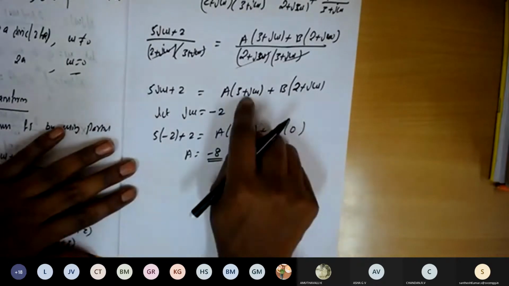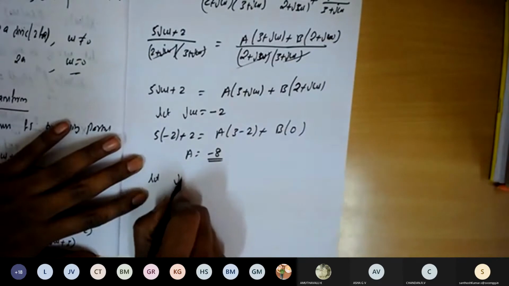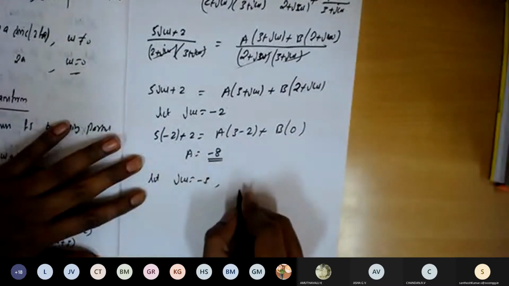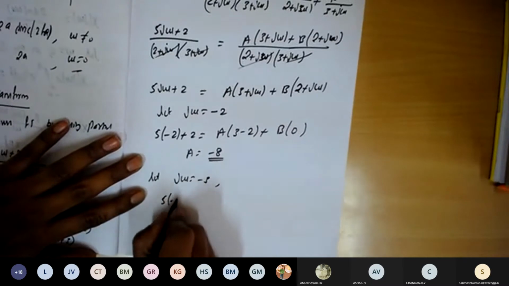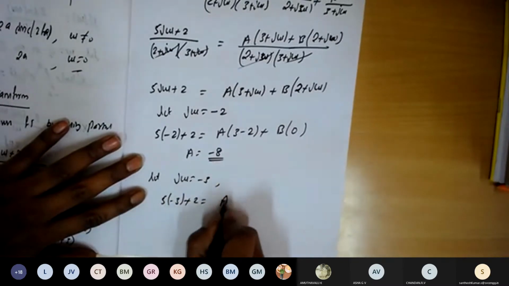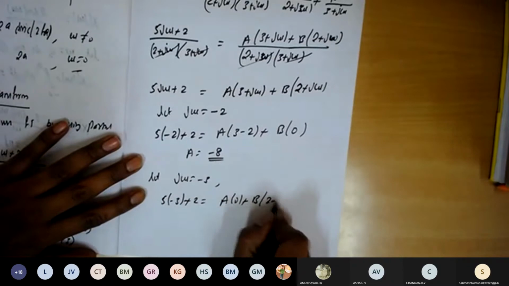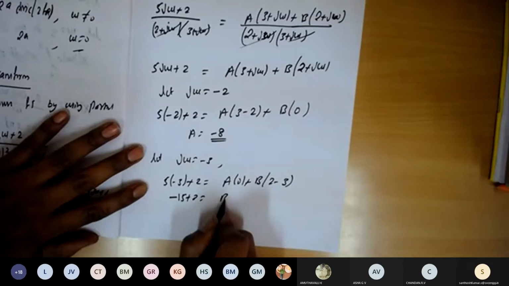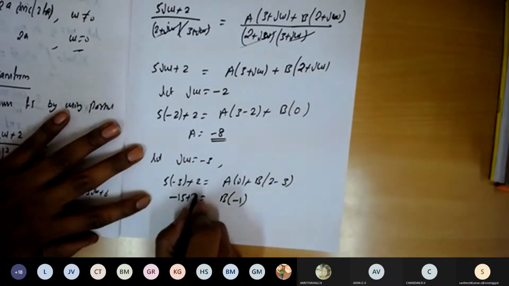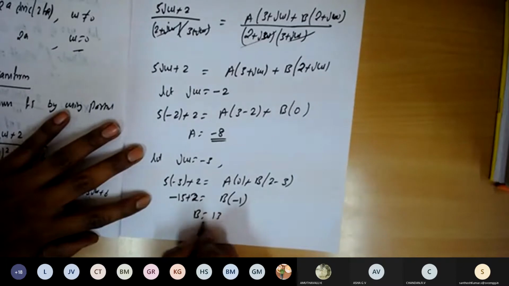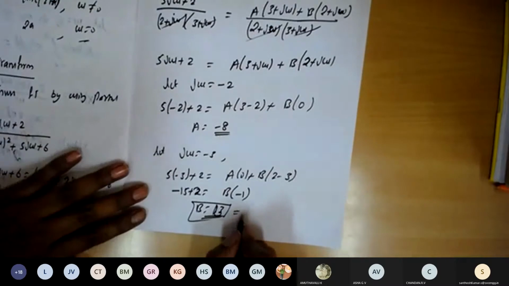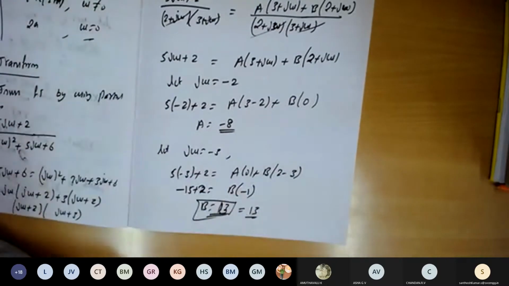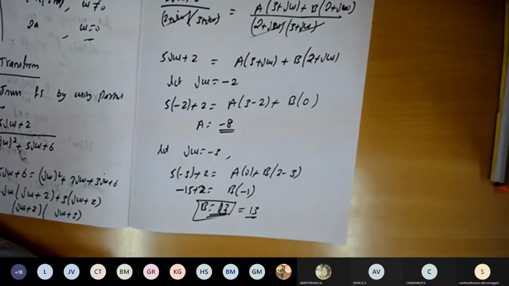Similarly, let j omega be equal to -3 and substitute here. So 5 into -3 plus 2 is equal to a into 0 plus b into (2 minus 3). This becomes -15 plus 2 equal to b into -1, so b is equal to plus 13. So this is the partial fraction expansion. Done? Any doubts?